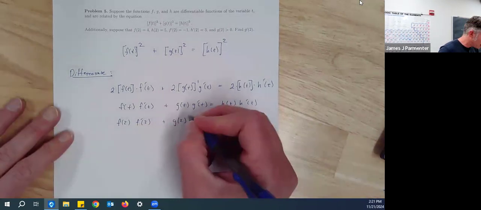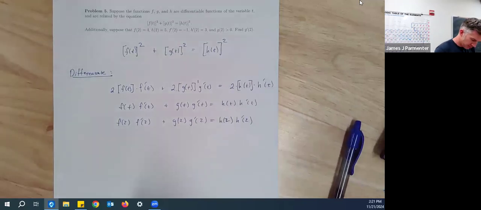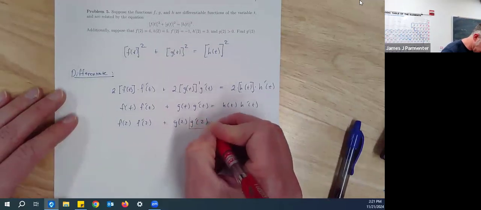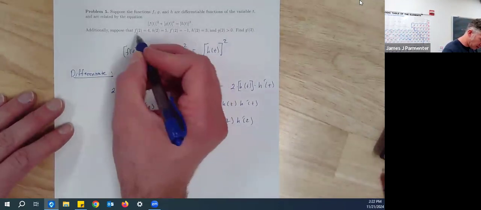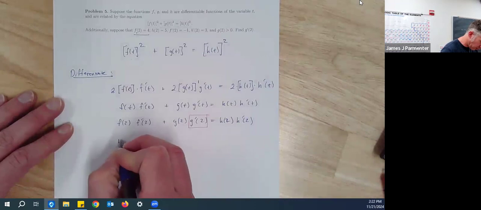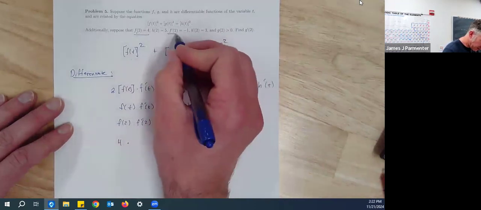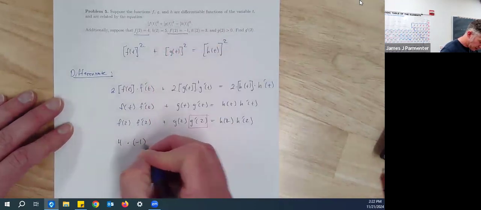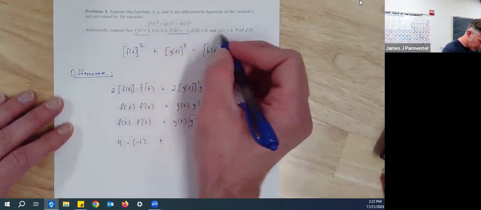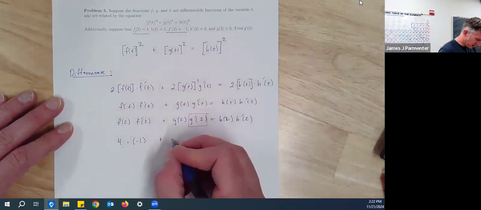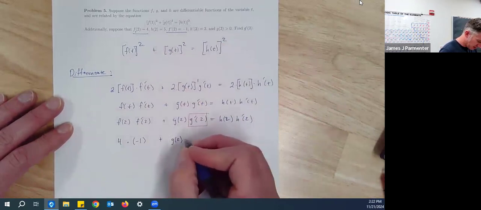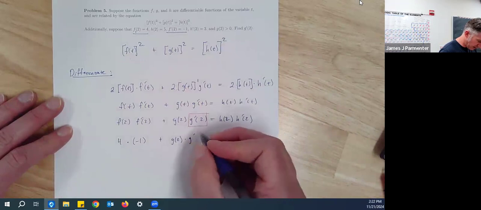Okay, we're trying to figure out what this is, which means we probably can plug in something for everything else. Let's look at our list here. f of 2 is 4, so we're going to rewrite this as 4 times f prime of 2 is -1 plus g of 2 is positive. Interesting. So I don't know what that's going to be yet. And g prime of 2 is what we're trying to figure out.